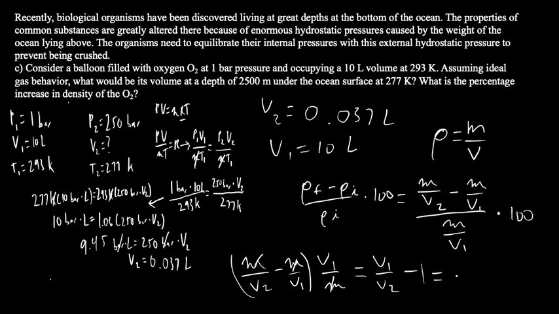Our V1 is 10 liters. V2 was 0.037 liters. So we divide, and we get 264. But don't forget to multiply by 100 when calculating percent change. We get a big percent change: 264%.